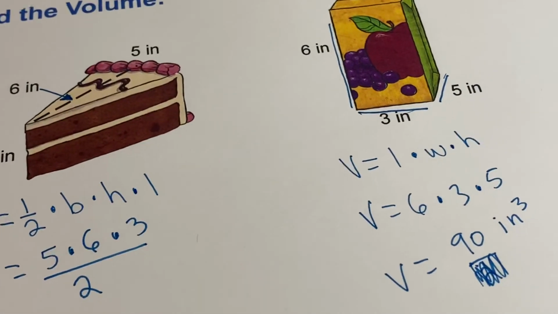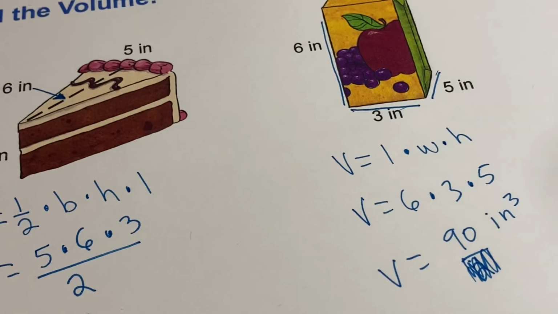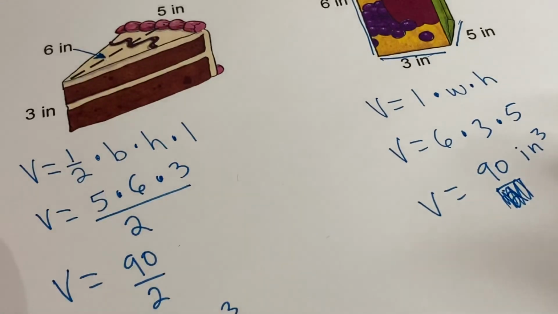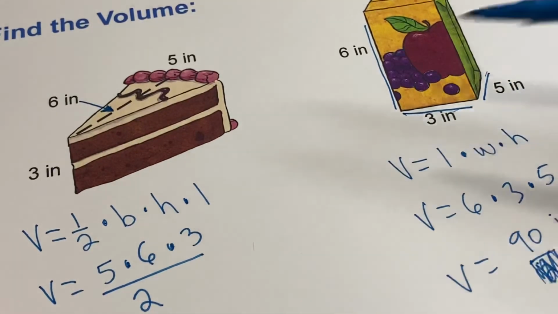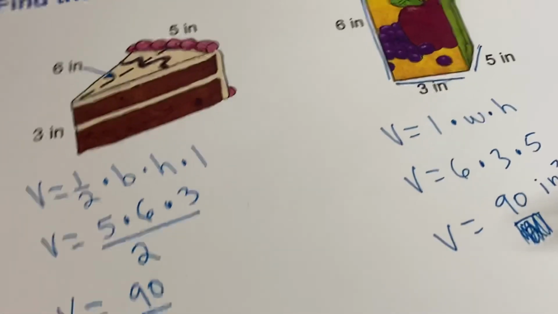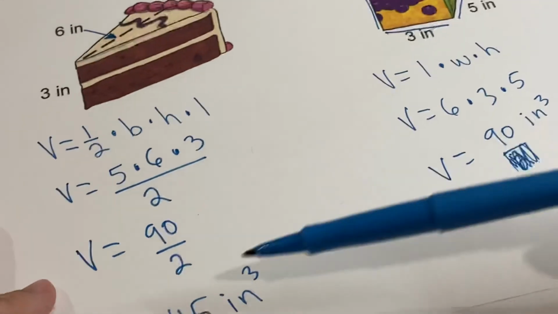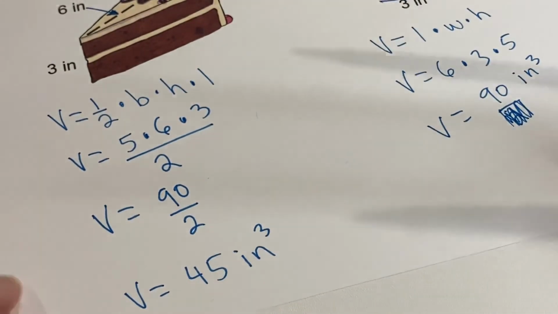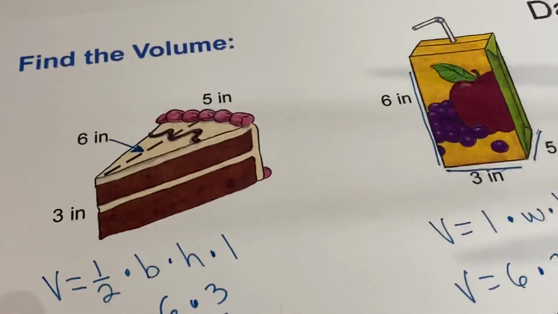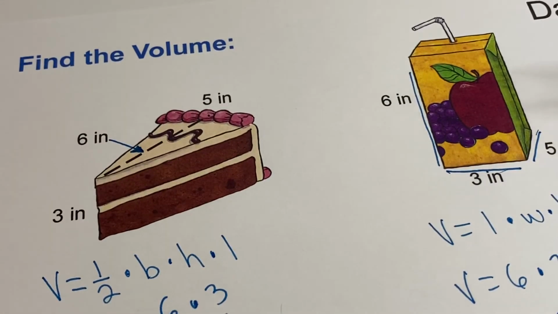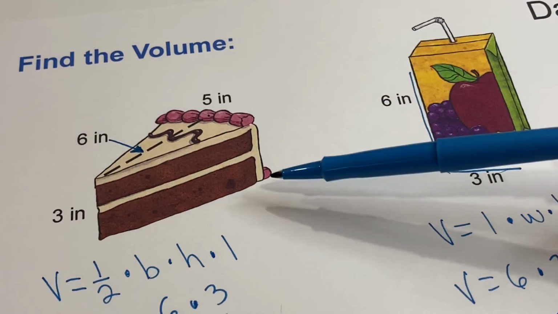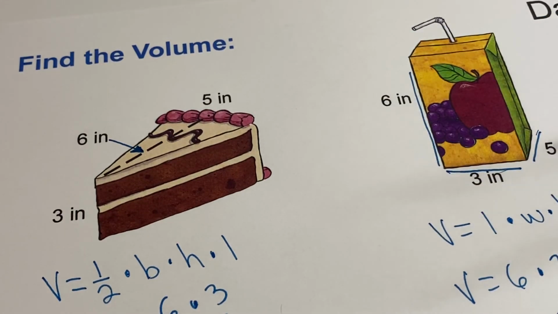Okay, that's actually a good thing to make sure you check your work, that you're not dividing by 2 when you don't need to, or not dividing by 2 when you're supposed to. And another thing I'd like you to notice is that they have the same measurements. They both are 6, 5, and 3. And you'll notice that this is 45 cubic inches, and this is 90 cubic inches. It's literally going to be 1/2 of this. So we could also draw a conclusion about these two, the piece of cake and the juice box: the cake has half of the volume of the juice box.